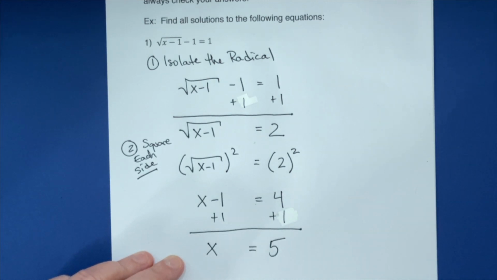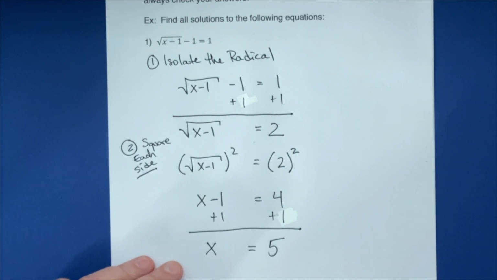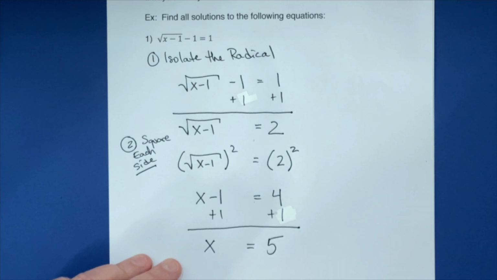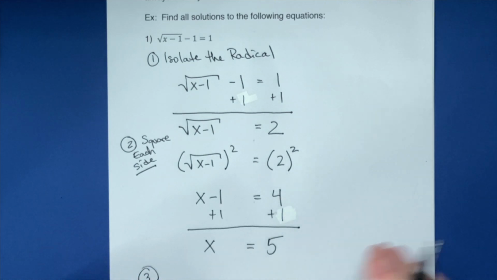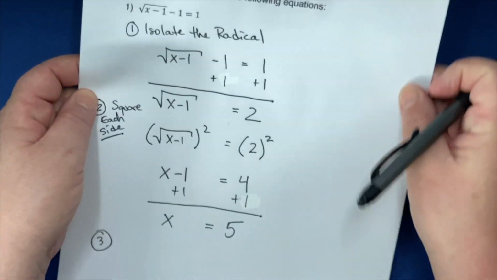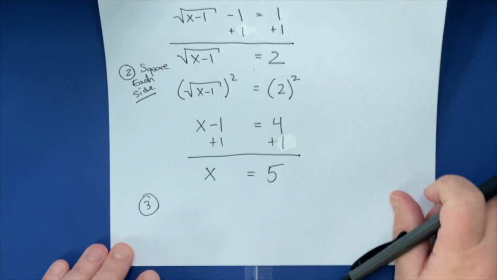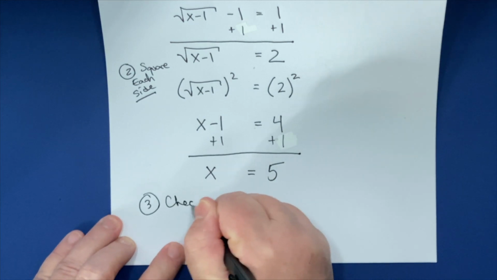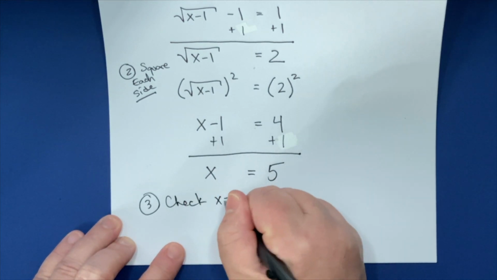So the rule is, with these radical equations that look like quadratics but aren't really quadratics, always check. The third step should always be to go ahead and check. So let's check x equals 5.